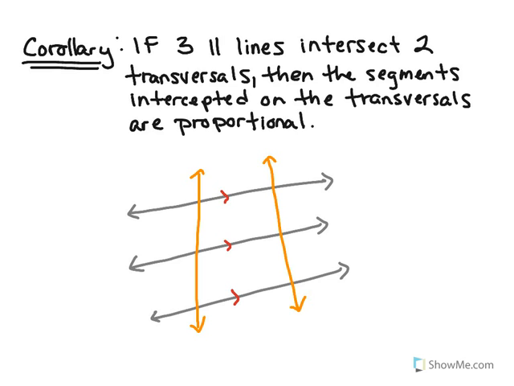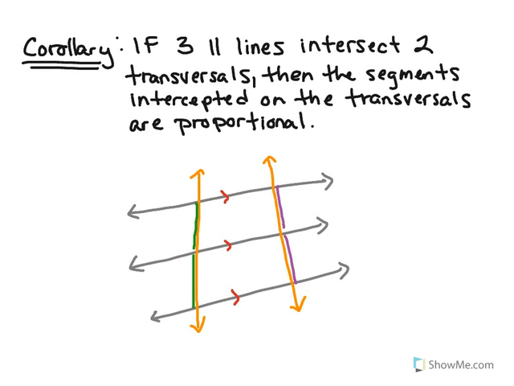So we took care of the first part of this corollary. It says, then the segments intercepted on the transversal are proportional. What the sides that they're talking about here are here. This side is to this side, as this side is to this side.